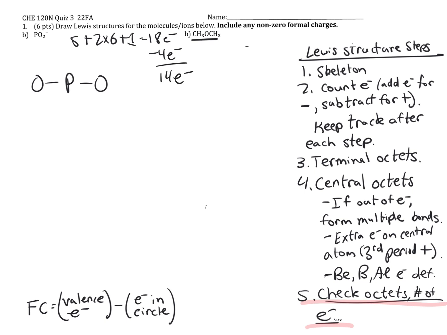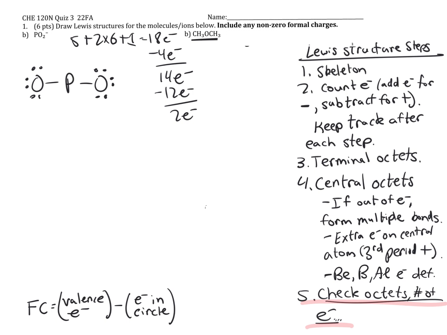Now we go to do the terminal atoms. So we put 2, 4, 6, 8, 10, 12 electrons on the terminal atoms. That gets them to their full octet, or 8 electrons each.